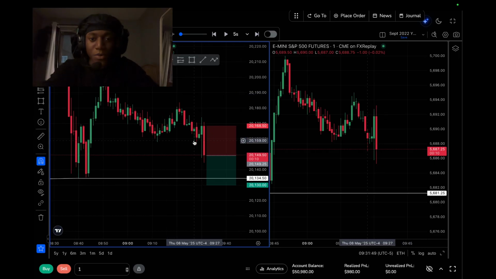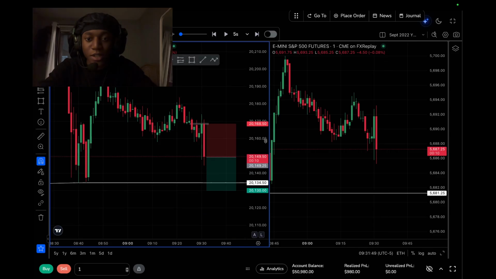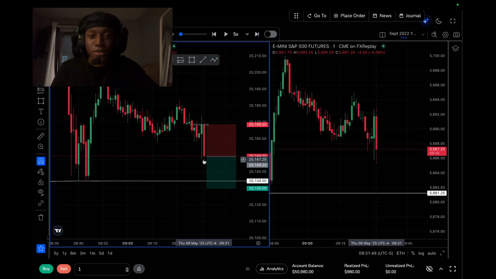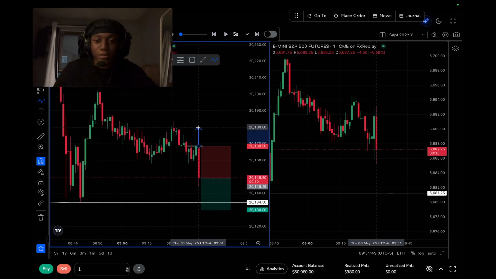Okay, so market open. We had this bearish candle, and we rejected higher. But right after, we're immediately trading lower again, which is kind of a tell to me that we want to go lower again, because if we were bullish, this rejection would have held, and the next candle would have printed bullish.